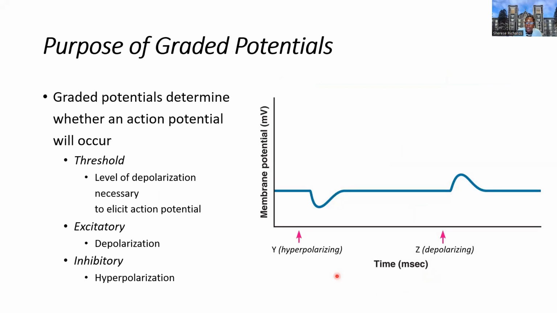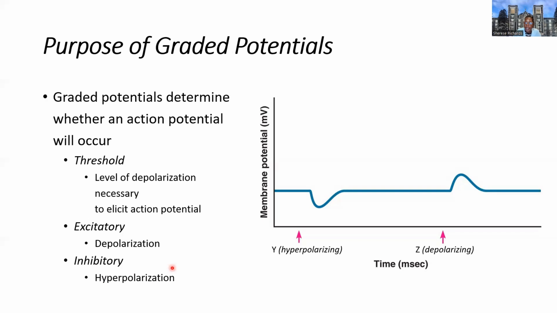Now, when we think about the threshold, this is the level of depolarization that is required in order to begin an action potential. And when we think about the word depolarization here, we're going to start to use this word a bit more. This is an excitatory change in the membrane potential. So when we depolarize the neuron, we move it away from its resting potential, but a change that makes it more positive. So this is going to be an upward spike in the membrane potential.